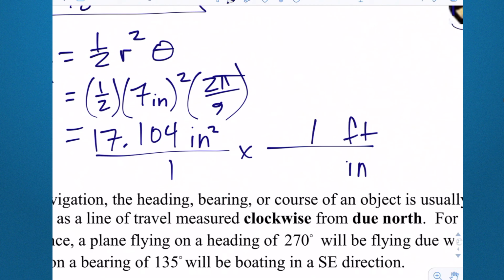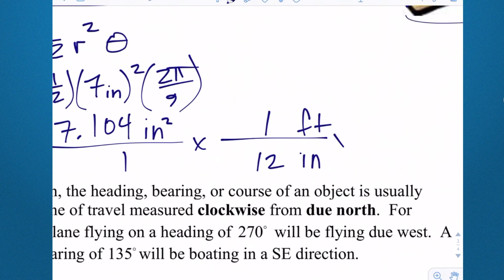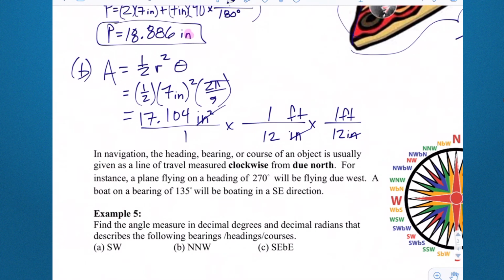1 foot is 12 inches. Now, if I do that once, that gets rid of one of the factors of inches. I'm going to have to do it again. And now I have inches squared divided by inches, which is 1. And on the top, I'm left with feet times feet, which is square feet. So that's one way to do it.